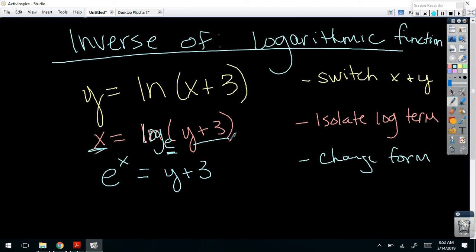It's like writing the square root of x and x to the 1/2. The radical's gone, but it still means the same thing. Somebody said we need to subtract 3, and we do.